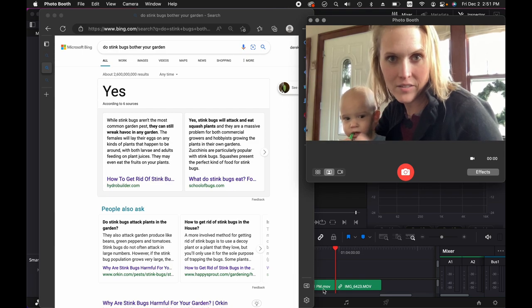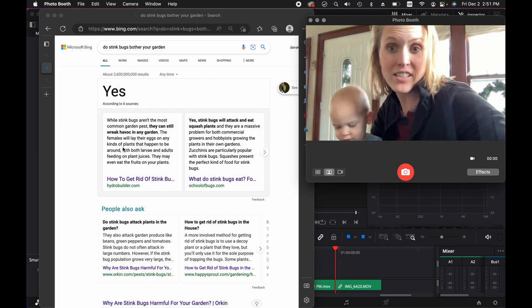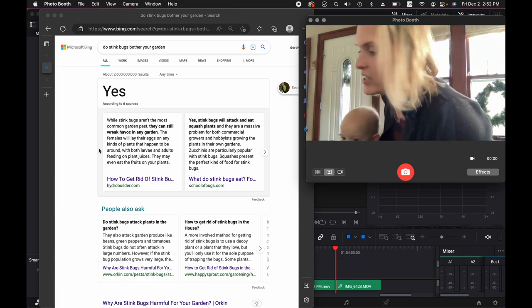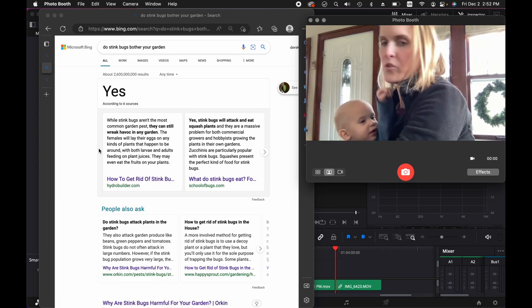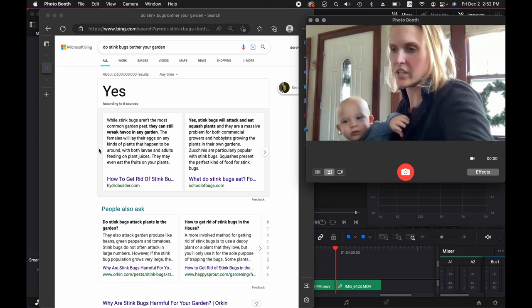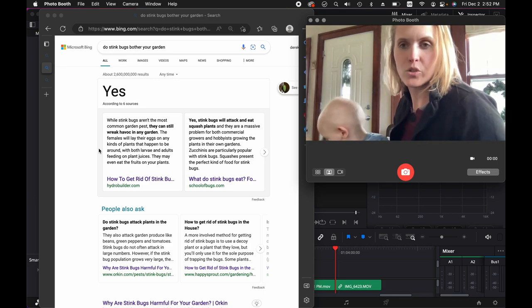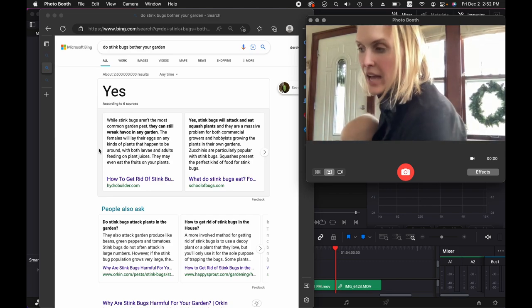The thing I was thinking of, do they wreak havoc in the garden? And it says, yes, while stink bugs aren't the most common garden pests, they can still wreak havoc to any garden. The females will lay their eggs on any kinds of plants that happen to be around, with both larvae and adults feeding on the plant juices. Because I thought, man, I've seen stink bugs there. Both squash bugs and stink bugs actually emit this kind of stink when smashed.